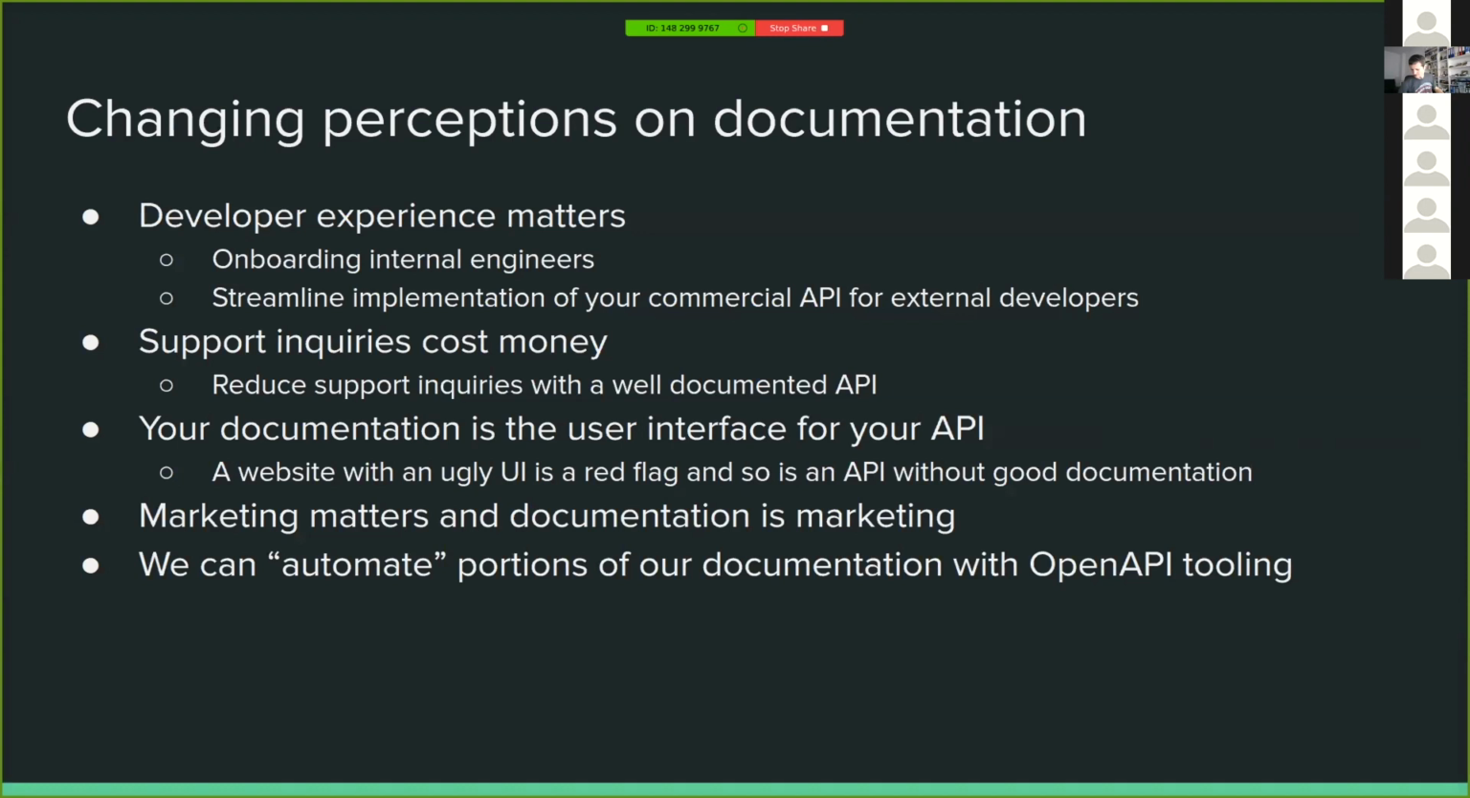But all things being equal, when the product owner came to me and said, hey, we're looking at these APIs, the cost is relatively the same, the amount of inventory we'll gain is relatively the same, whether they had good documentation or not was a huge factor when I'm determining which API we should put in the development pipeline. So marketing matters, and in this case, documentation is marketing. And we can automate portions of our documentation with OpenAPI. So let's get into that.